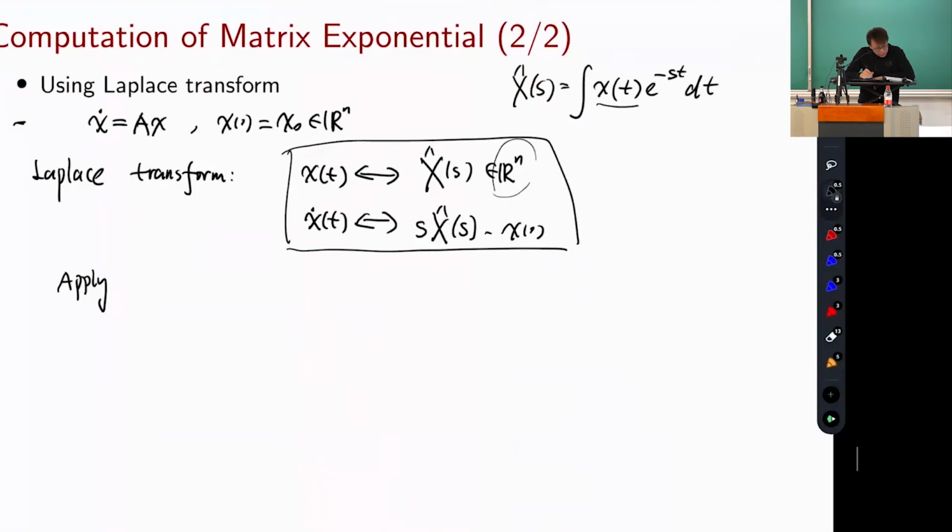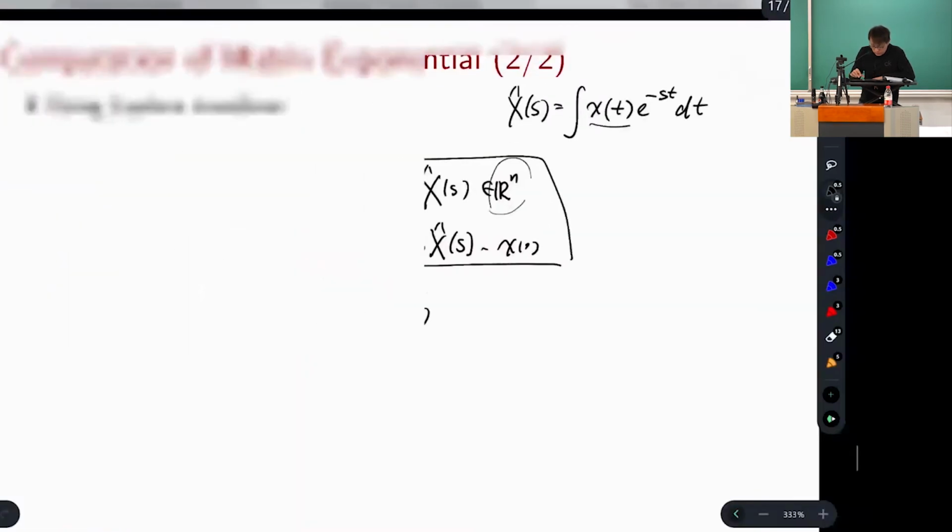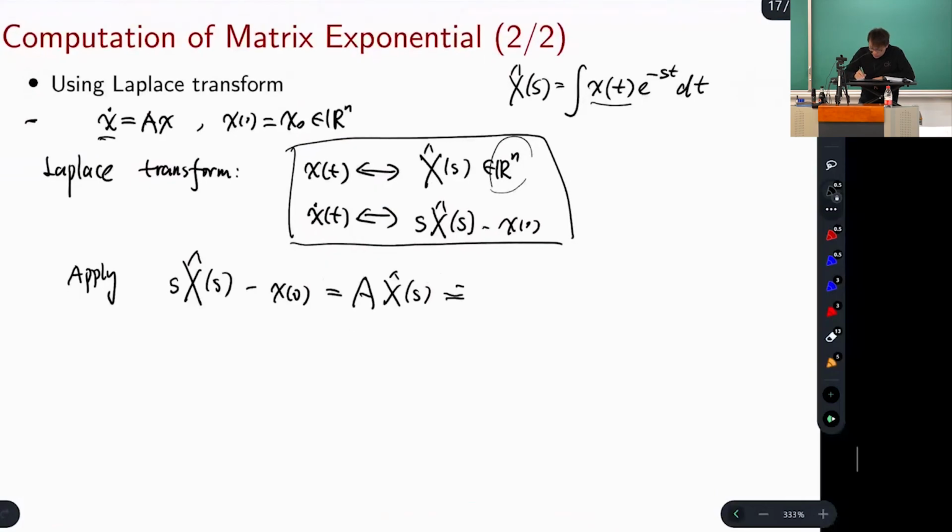If you apply the Laplace transform, what you get is s X of s minus x0, that's the left-hand side, equal to A X of s, right? So from the time domain, I have an equivalent representation of the differential equation in the s domain. Are you with me? Okay.